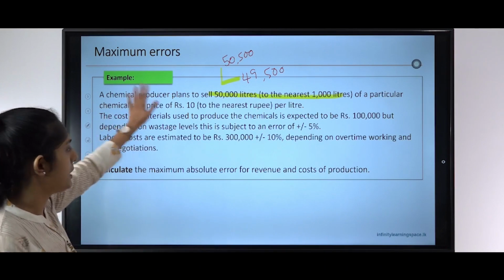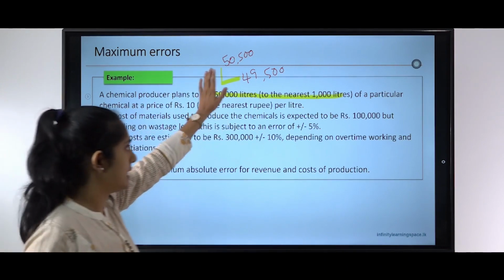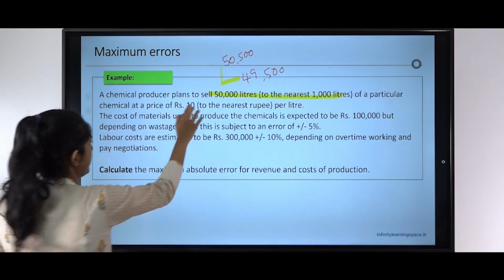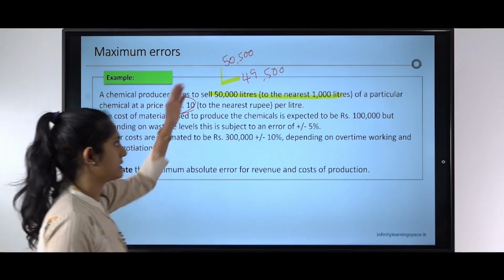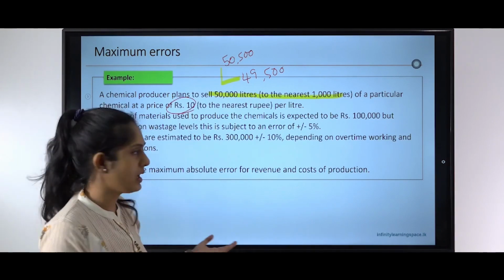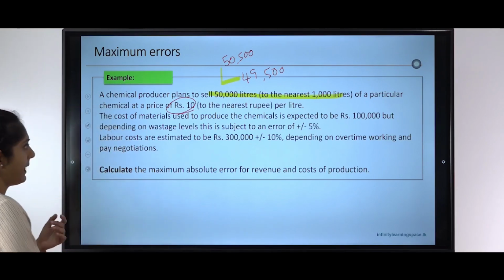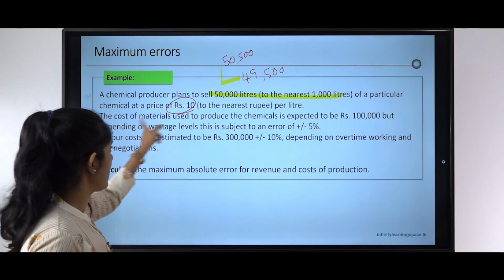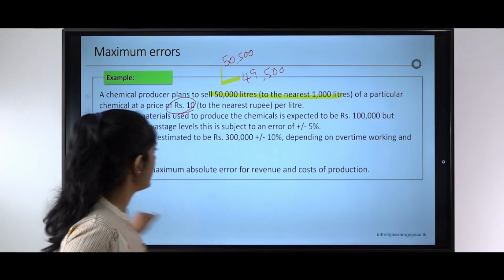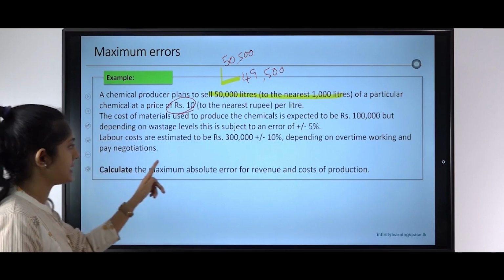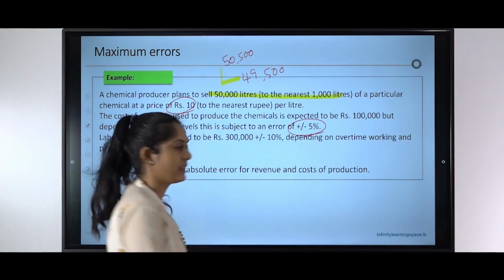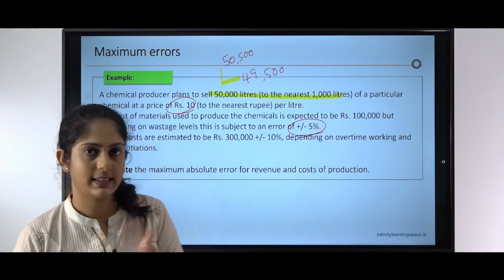So they say a chemical producer plans to sell 50,000 liters to the nearest 1,000 liters of a particular chemical at a price of rupees 10. Now 10 is also to the nearest rupee. So it could have been a 9.5 or up to 10.5, right? Cost of materials used to produce chemicals is expected to be 100,000 rupees, but depending on wastage level, this is subject to an error of 5%. So even that 100,000 has an error of 5%.